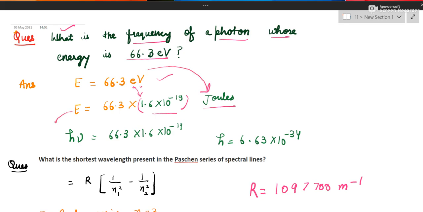Now you know the formula of energy can be opened as h nu. H you can substitute and frequency can be found. That was the question. What is the frequency? So the value of h you have to memorize.